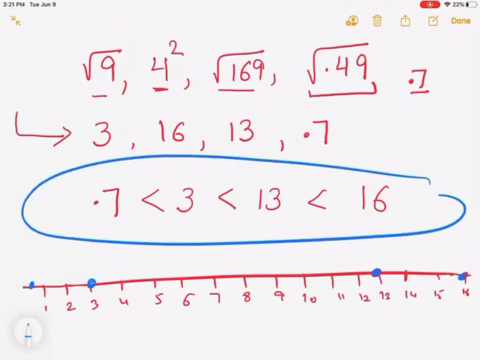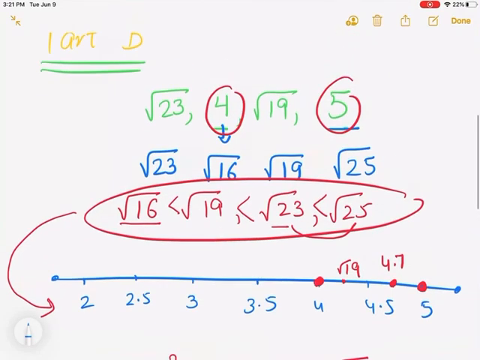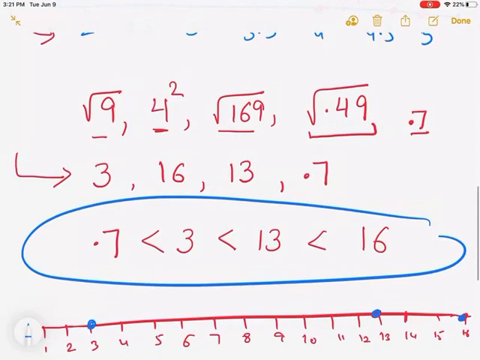All set. Either way works: you can make everything into roots and then do the comparison, or you can simplify each one if that's easier. Either way, it would work.